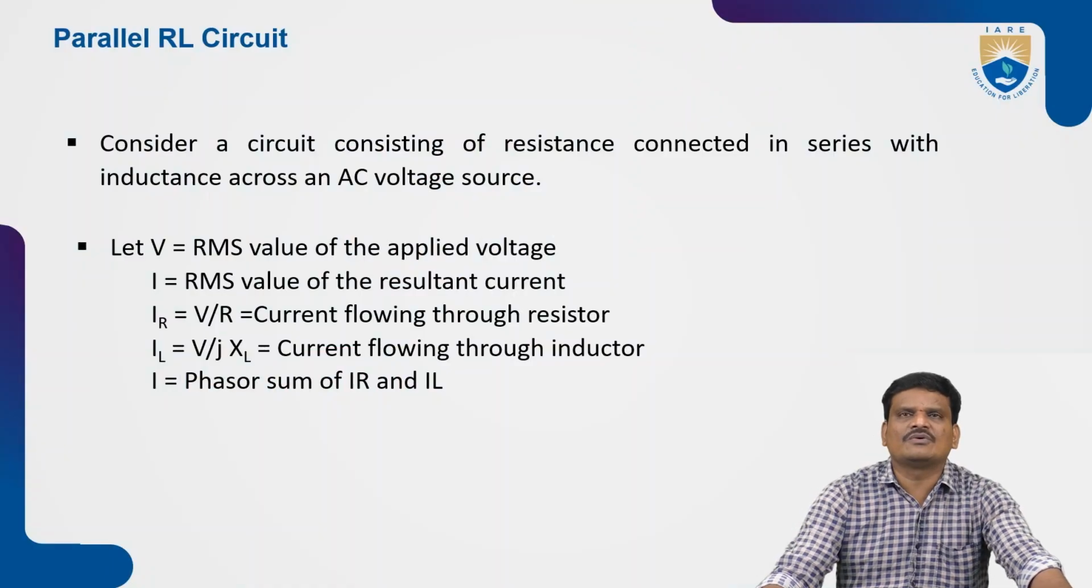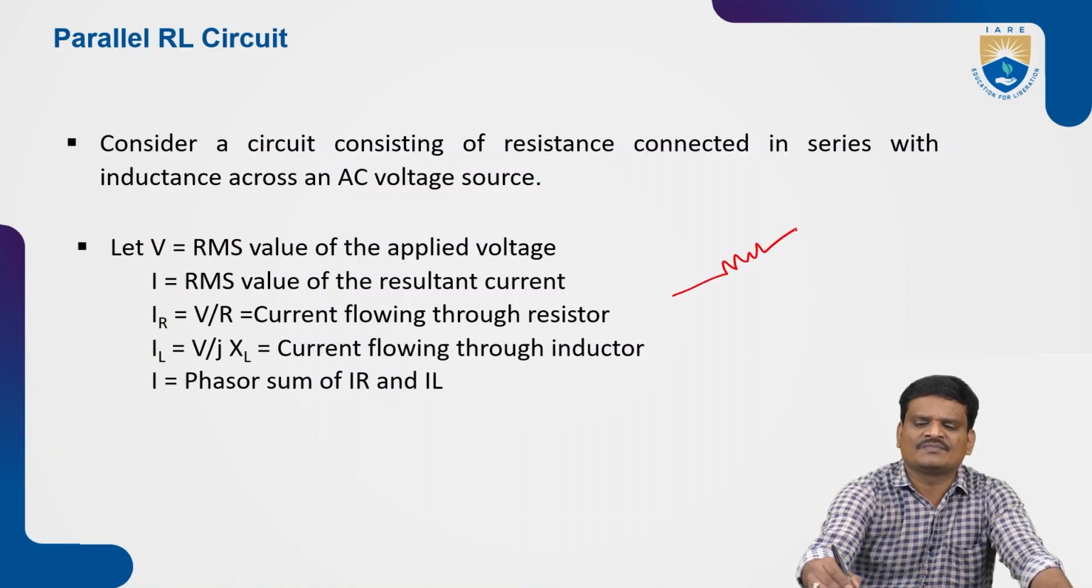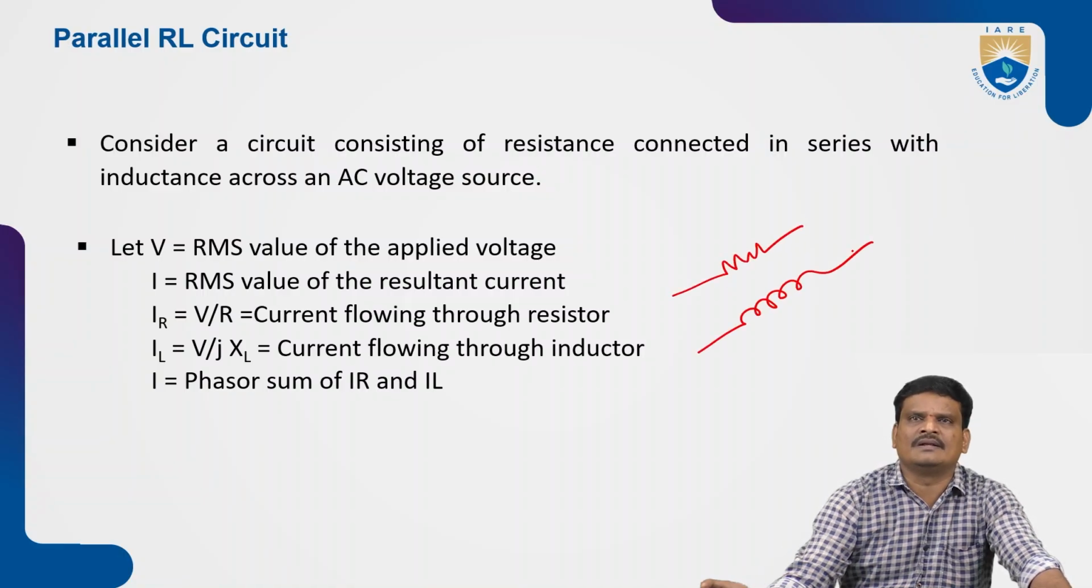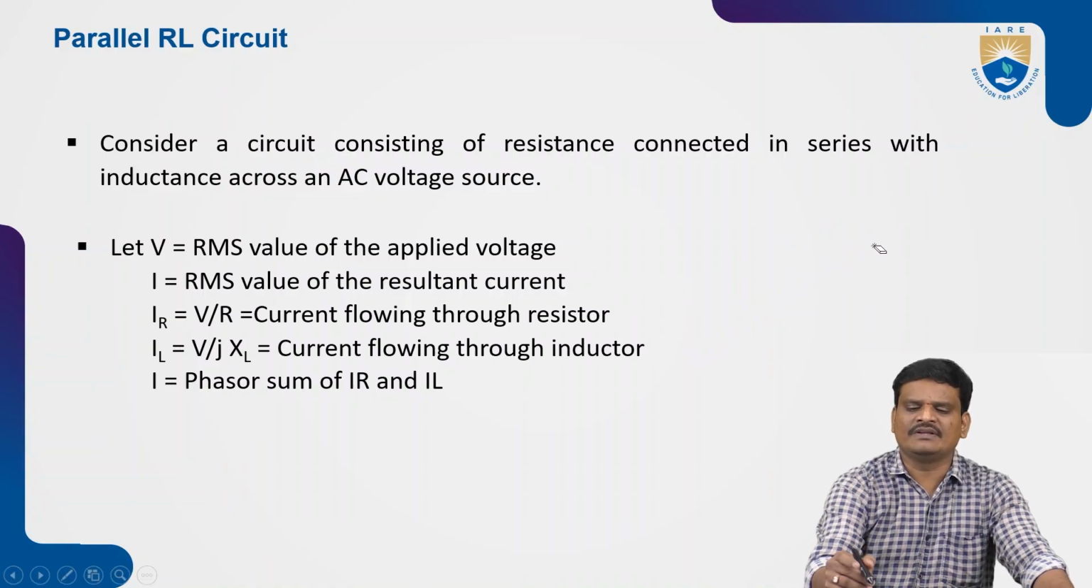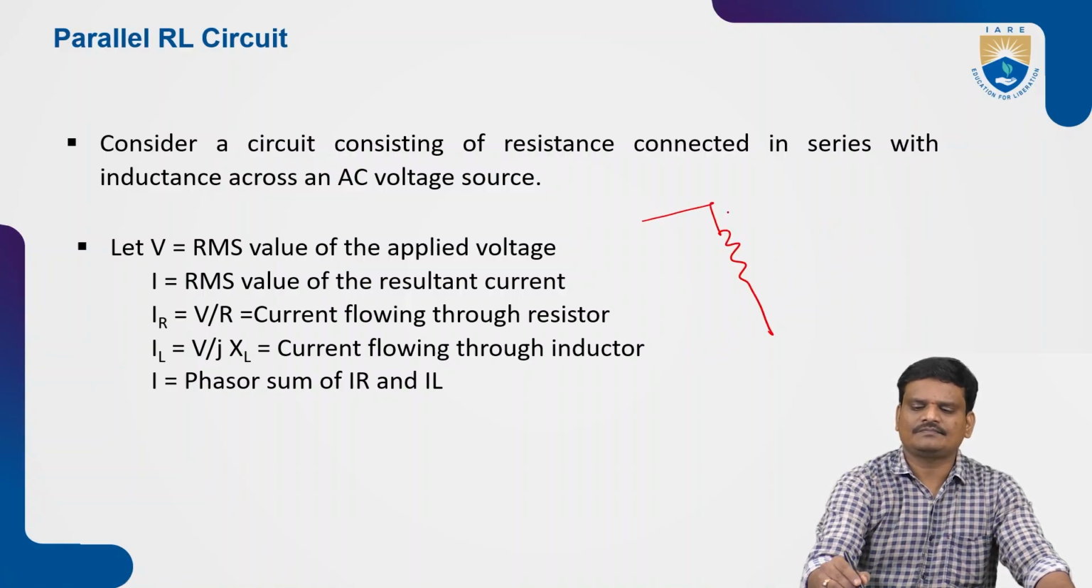Now coming to the circuit diagram representation of a parallel RL circuit. As we know that it is an RL circuit, we will have two elements in it. One is a resistor and another is an inductor. Now what we need to do? We need to take these two elements and connect them in parallel.